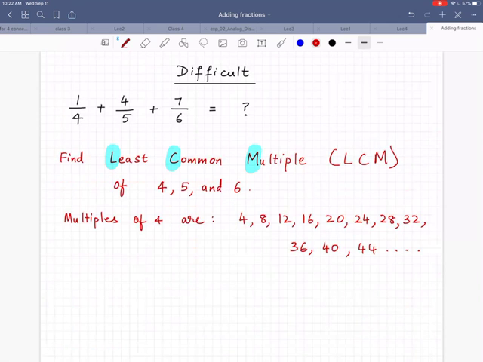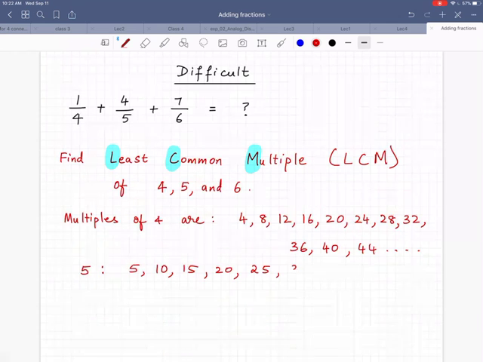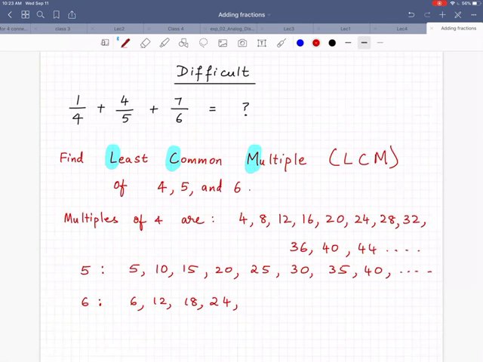And then multiples of 5 would be easy to find. 5, 10, 15, 20, 25, 30, 35, 40, and so on. And for 6, we would have 6, 12, 18, 24, 30, 36, 42, 48, 54, 60, and so on.